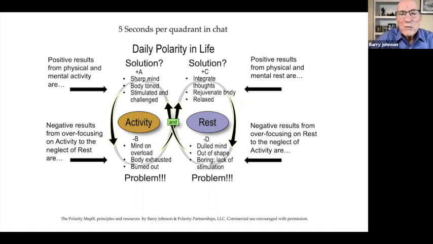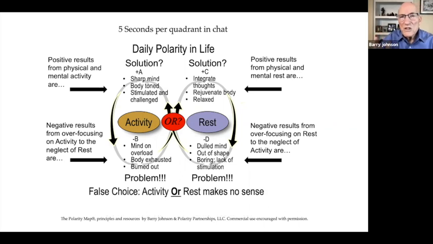So now we've seen polarities and their dynamics. The next question is, so what are you talking about when you say leverage a polarity? Before I leave this slide, notice how either/or thinking makes no sense. Am I going to do activity or rest for the future? In the long term, that makes no sense because I have to do both. Polarities are always a false choice in terms of choosing one or the other. And is required.